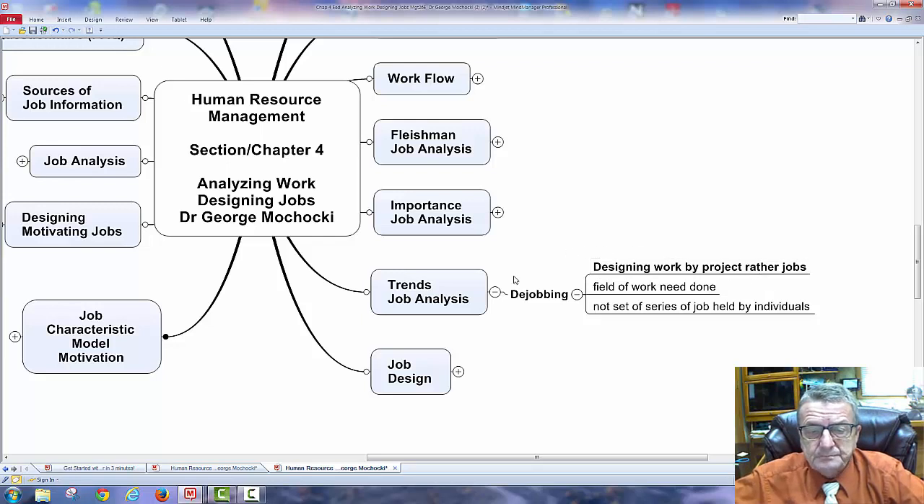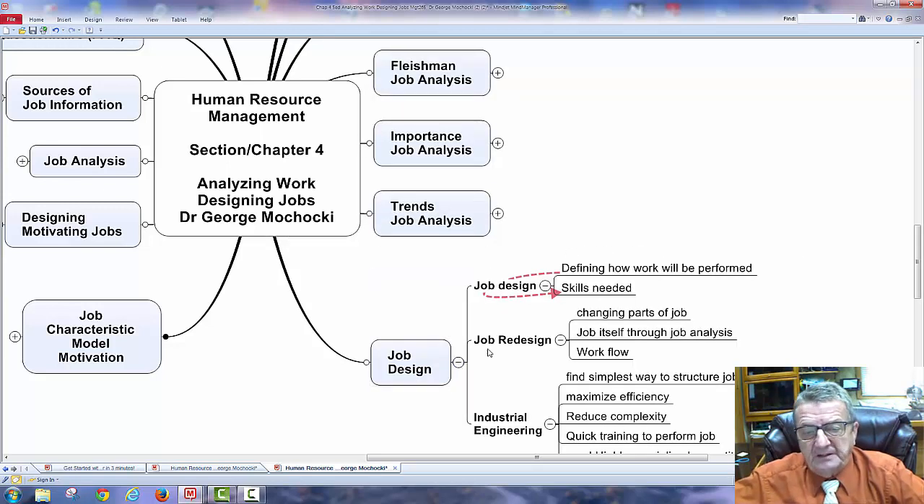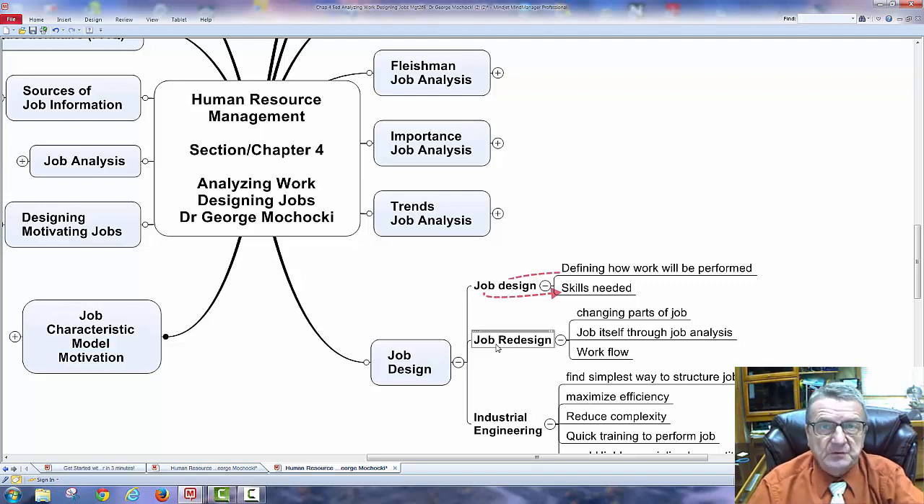Okay, let's go with the job design. The job design has several aspects to it. First of all, how does the job work? What are the skills? Do I have to have computer skills? Do I have to have certain strength, muscle skills? You know, I'm a fireman, I have to be able to carry an average person out on the ladder, or vice versa.